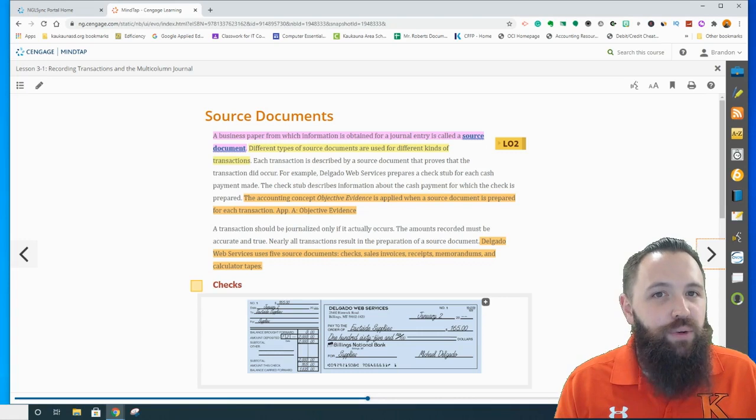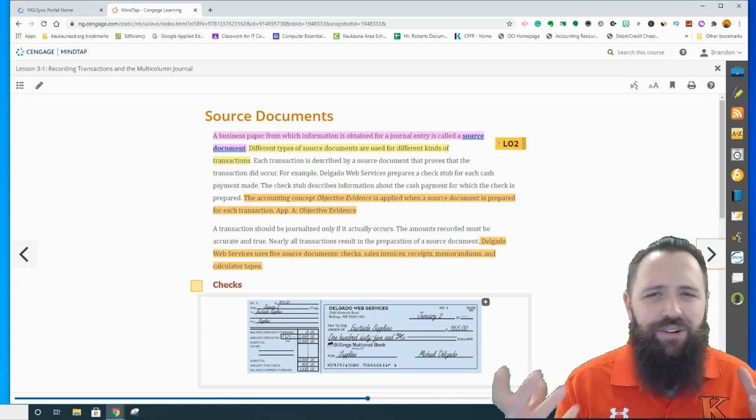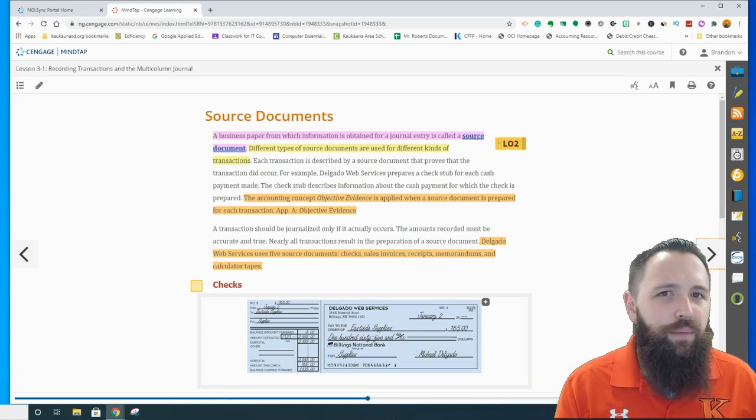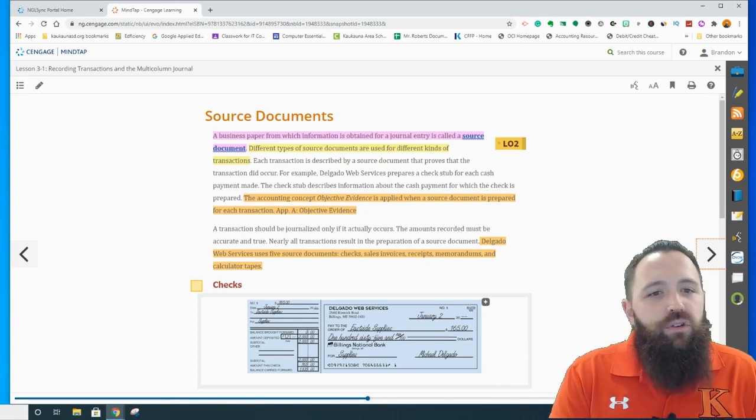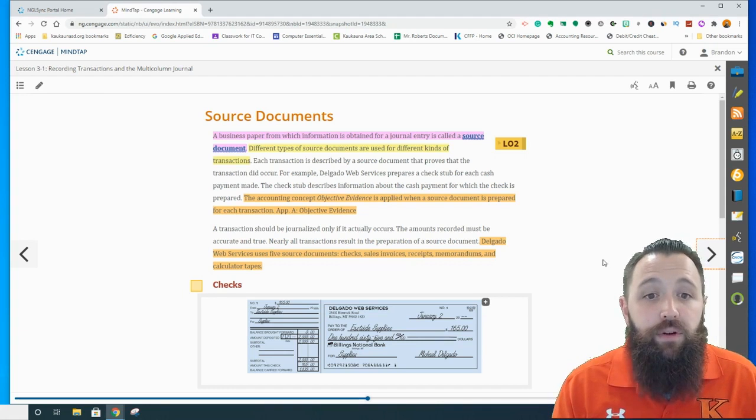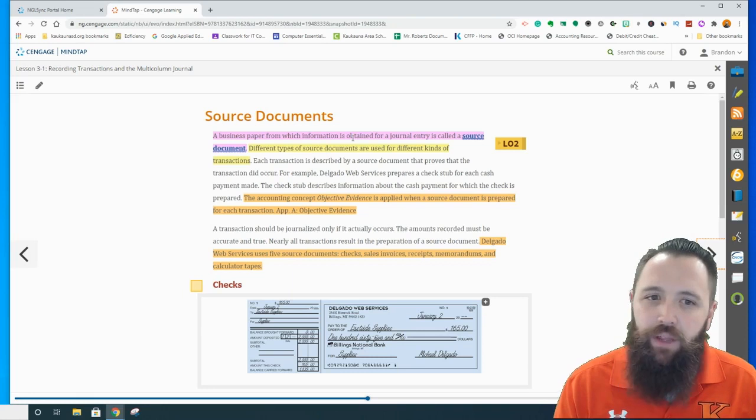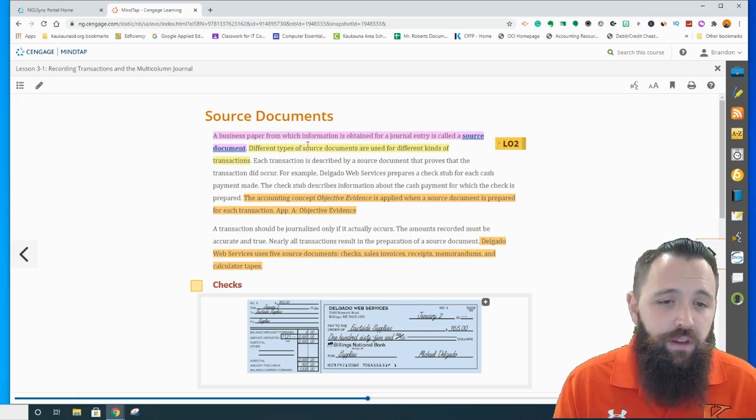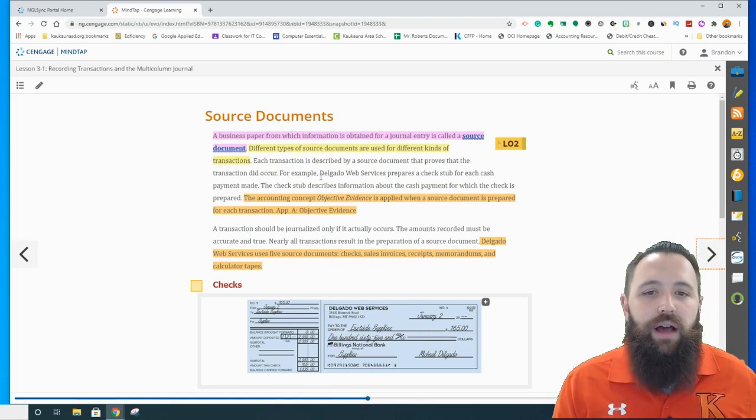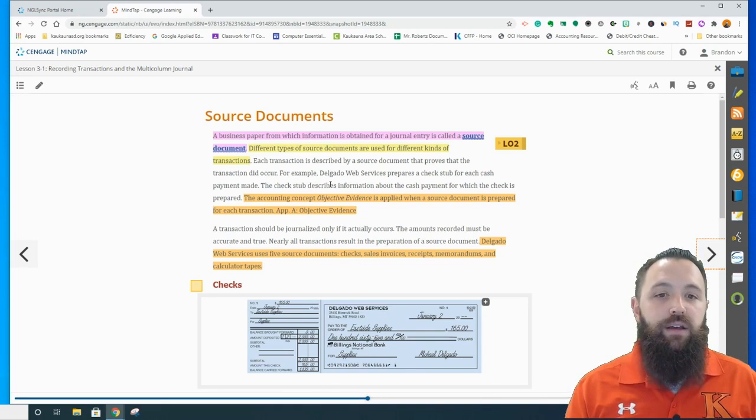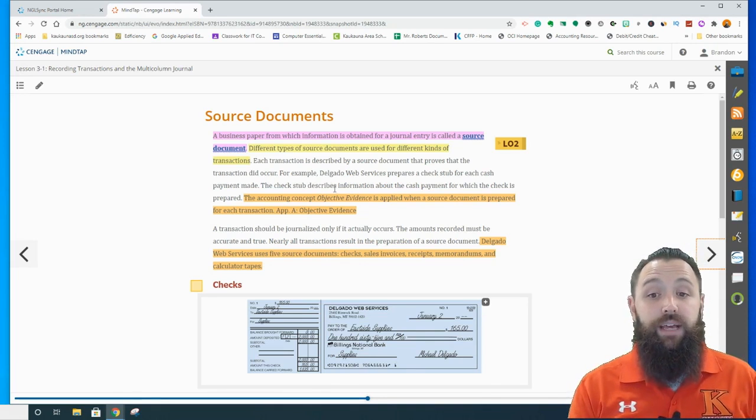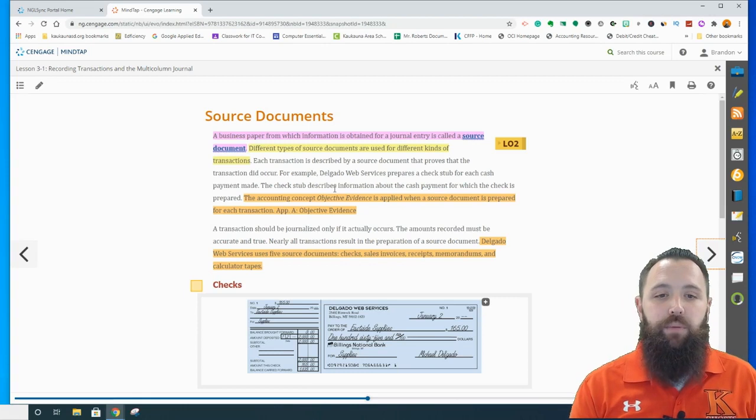And in a business, because we have so many transactions, source documents are just vital because we want to be able to track where our money is going. So here it says a business paper from which information is obtained for a journal entry is called a source document. Different types of source documents are used for different kinds of transactions. So for example, here it says Delgado Web Services prepares a check stub for each cash payment that is made. The check stub describes information about the cash payment for which the check is prepared.